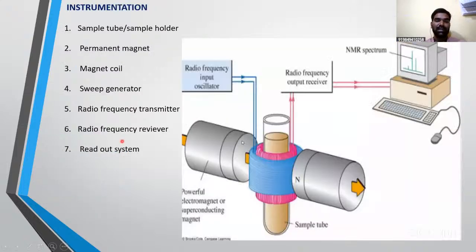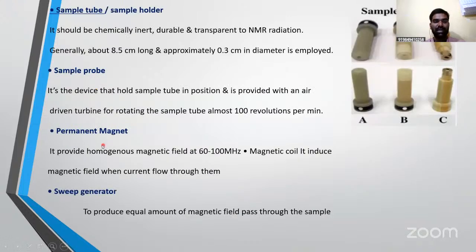You can see the permanent magnets here. These are the permanent magnets. The permanent magnet provides a homogeneous magnetic field at 60 to 100 megahertz. We can apply a magnetic field of range from 60 to 100 megahertz homogeneously throughout the sample.